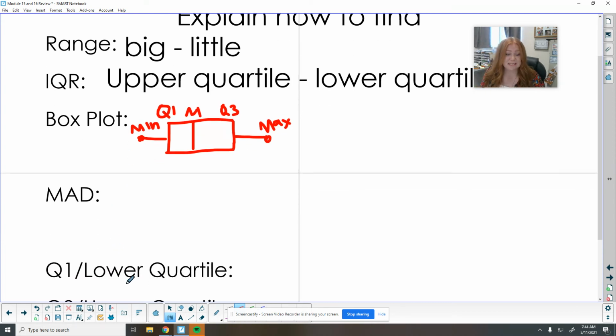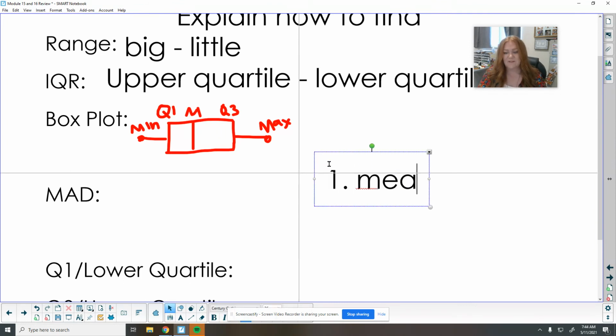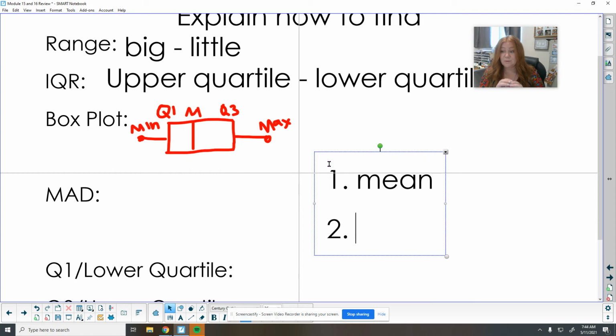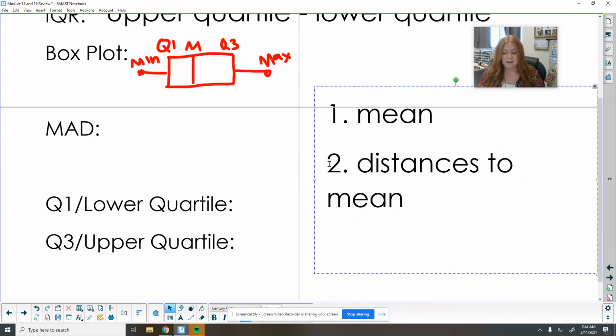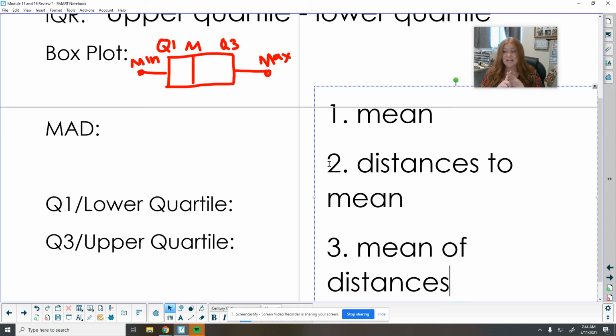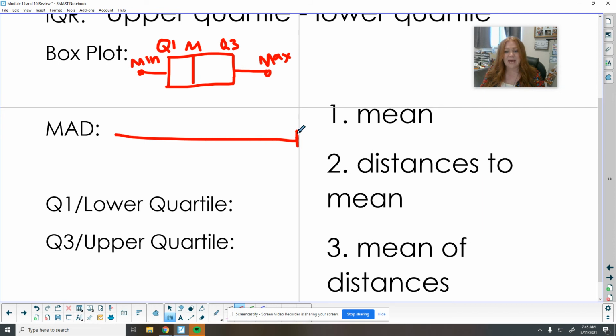Okay, to find our mean absolute deviation, we've got 3 steps that it takes to do the math. So 1, find the mean. 2, remember we find the distances to the mean. And then 3, we find the mean of the distances. So 3 steps: find the average, tell me how far away they are from the average, then I find the average of the distances. So that is MAD right there, mean absolute deviation.